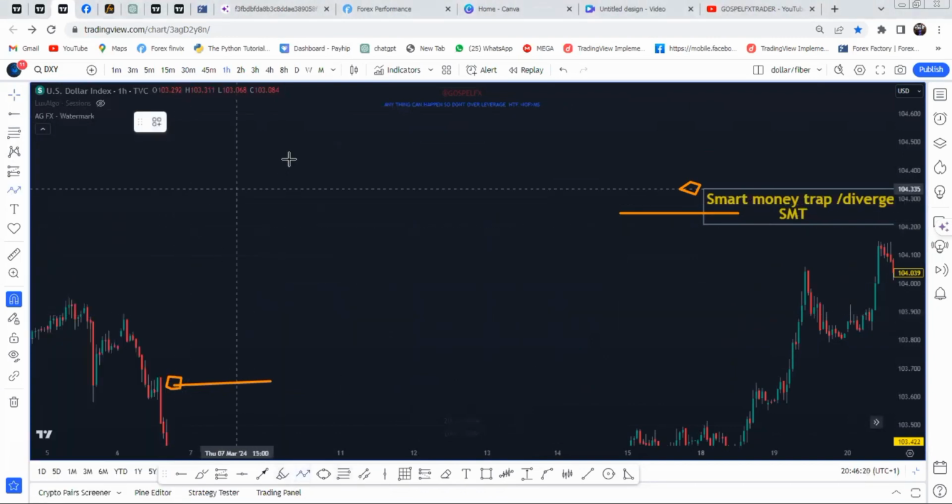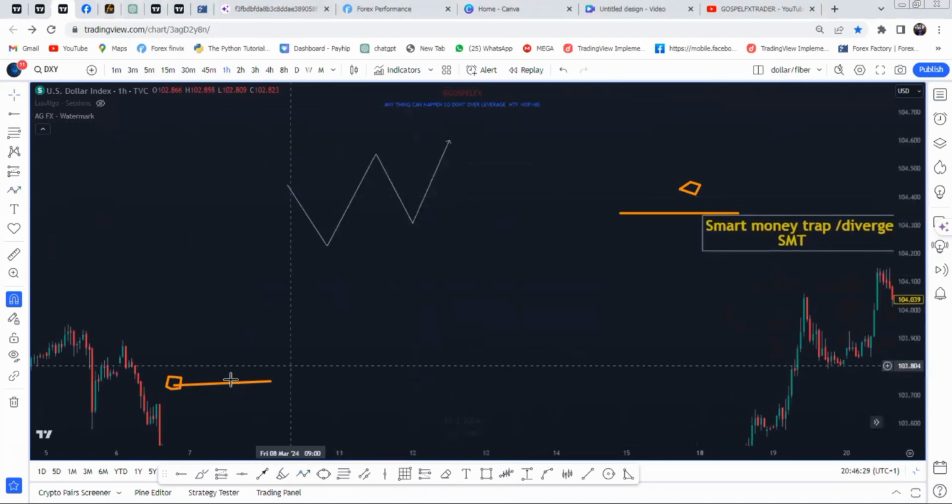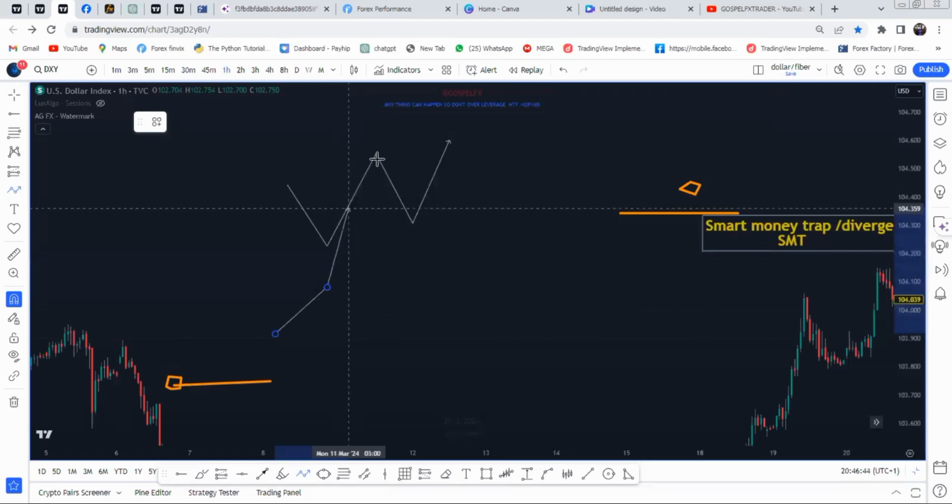Okay, now we are going to have what? Euro USD. Euro USD creates a high and then it creates a higher low, right? Now we have the dollar below, doing the exact opposite, because the moment euro is coming down to create a low, the dollar is going up to create a high, right?